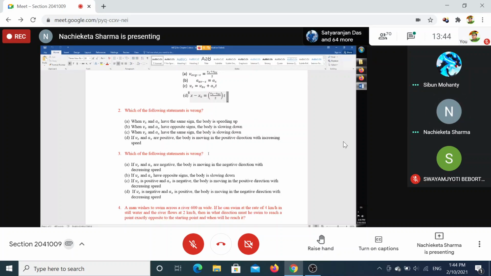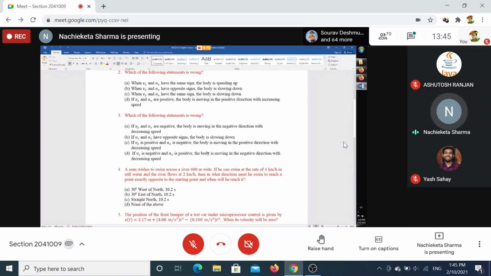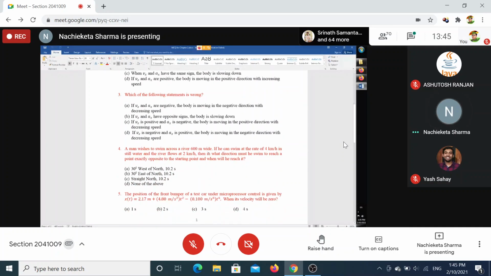Yes? So C, C, C, sir. When Vx and Ax have the same sign, the body is slowing down. Yes, you are right. This is the wrong answer, because when they have the same sign, the body speed increases, or the body moves with higher speed. So this is wrong actually. You are right. Which of the following statements is wrong in question 3?